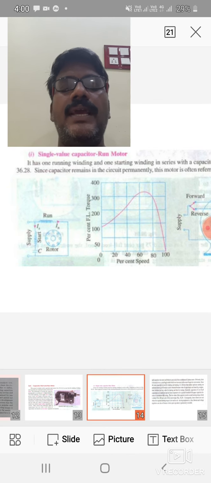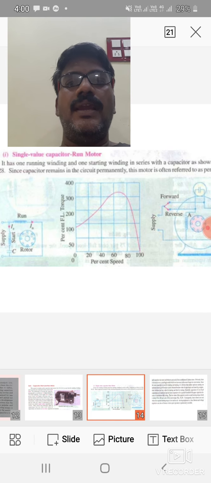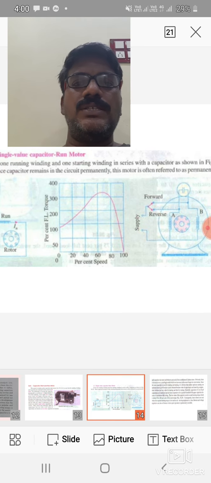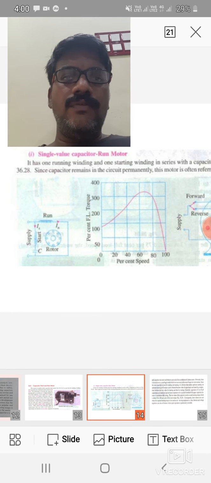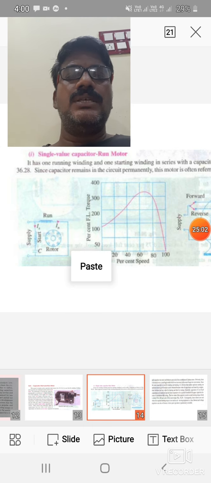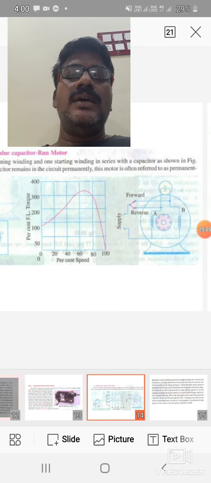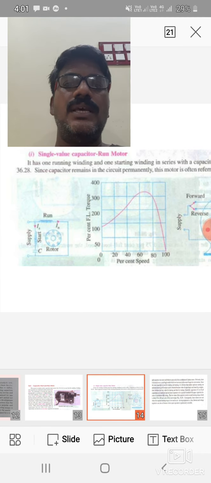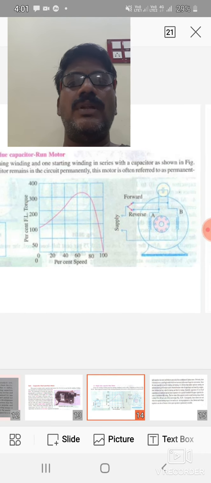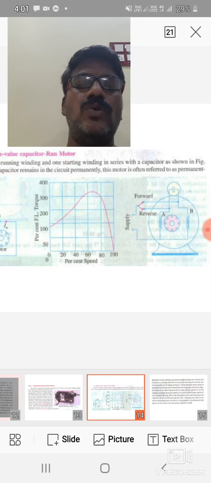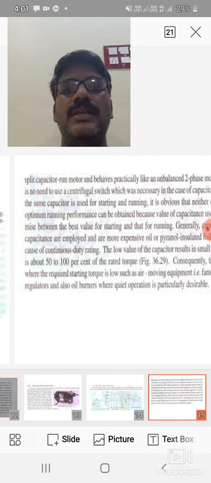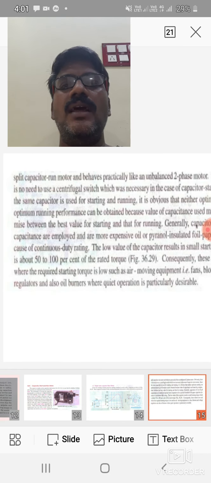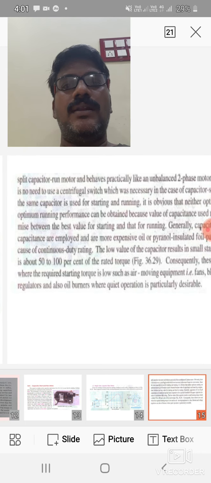Right, so it has one running winding and one starting winding in series with a capacitor as shown in the figure. In the figure you can observe one running winding, and another one, the starting winding, in series with the capacitance. Since the capacitor remains in the circuit permanently, this motor is often referred to as a permanent split capacitor run motor, right?